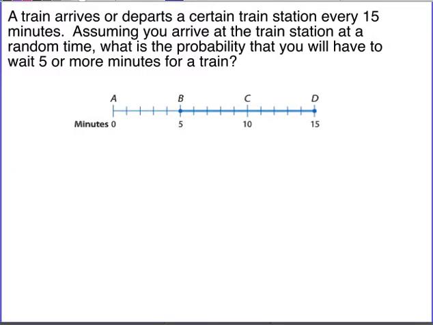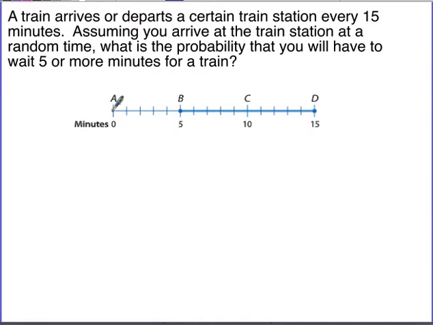There's a word problem here just to give you a little feel for what some of your problems might look like in your assignment. A train arrives or departs a certain train station every 15 minutes. So if you're standing at the train station, there's no way you'd ever wait more than 15 minutes because a train will either come in or depart during that time. And assuming you arrive at the train station at a random time, what is the probability that you will have to wait 5 or more minutes for a train?